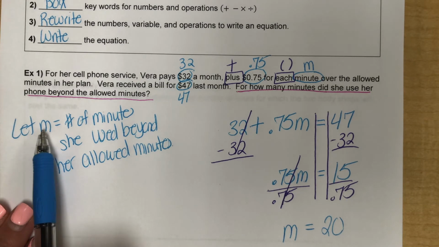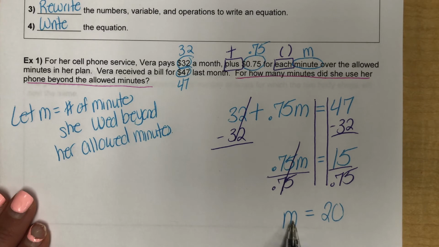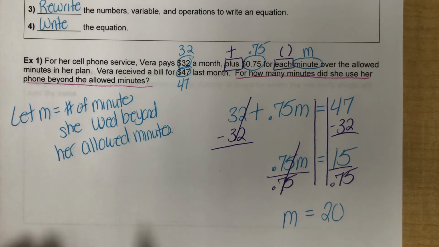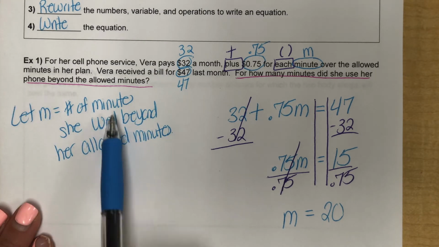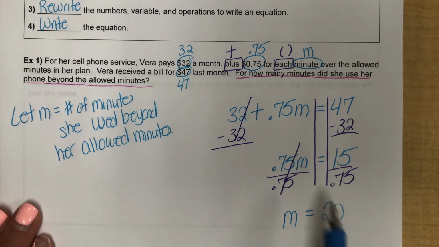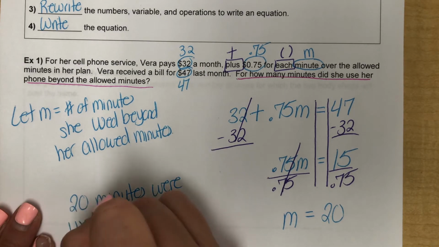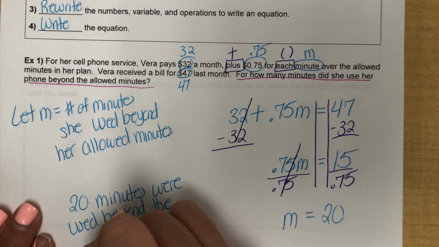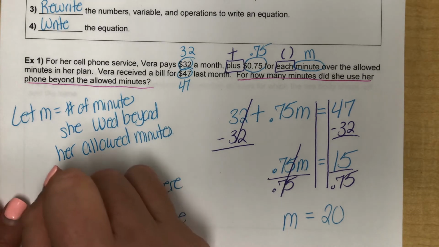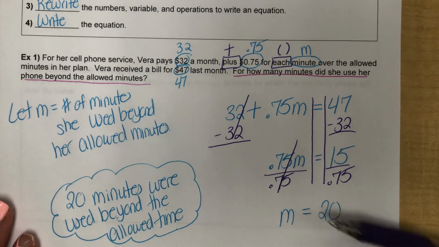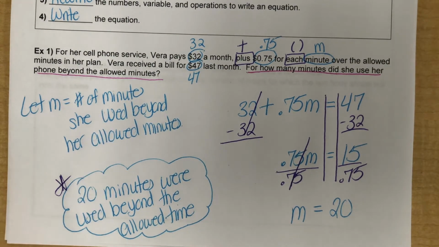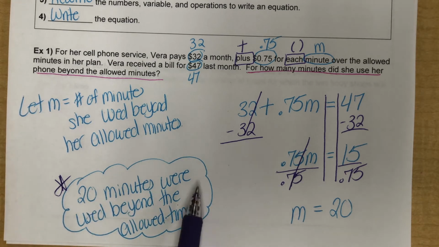I wrote what m represents in the let statement. So now that I have my final answer, I can stop right here and say I'm done. If you forget to write a let statement, then you would have to write out a sentence at the end to answer this question. So how many minutes did she use her phone beyond the allowed minutes? She used her phone for 20 extra minutes. What was the number? 20. So you'd have to say 20 minutes were used beyond the allowed time. And again, you're only going to write this sentence out if you don't have a let statement. So since I do, I could have stopped right here. But if you don't, then you would have to write out a full sentence to answer the question.